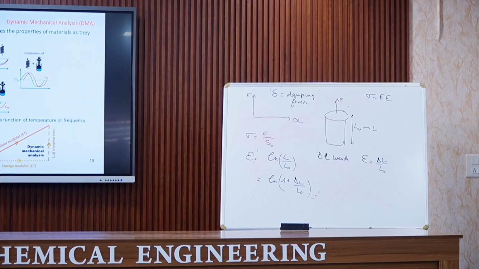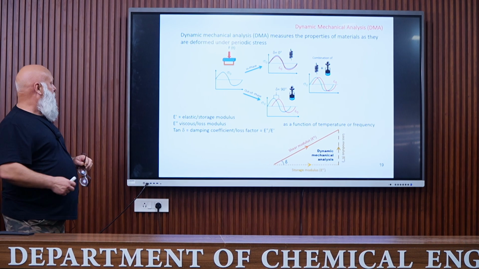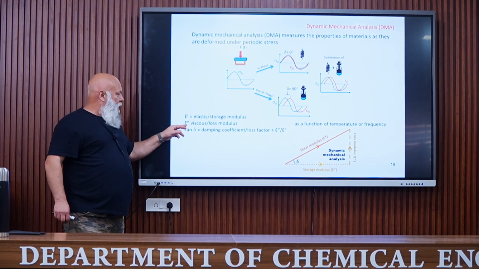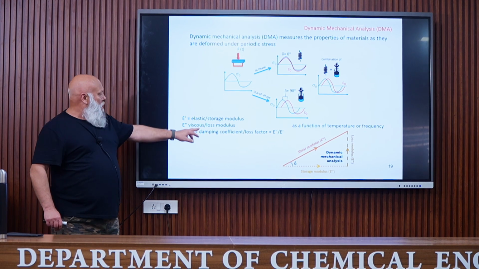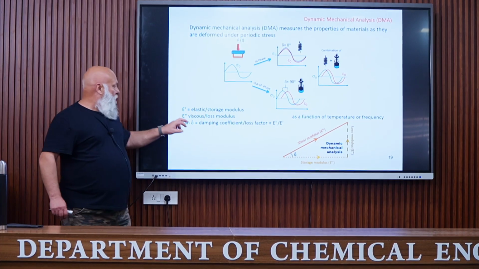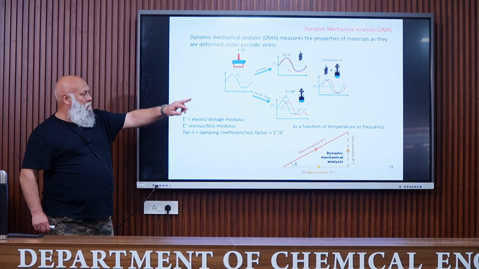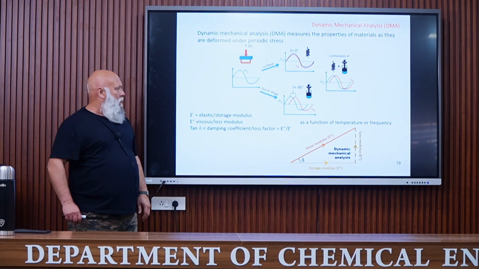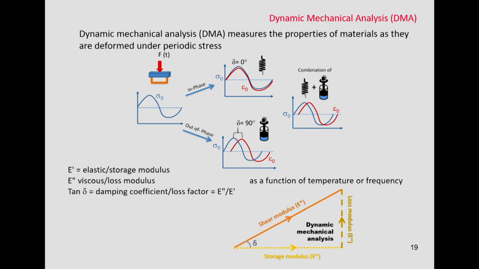Sorry, damping coefficient or loss factor. So we determine E prime, which is the elastic or storage modulus, associated to the elastic part of the material. E double prime is associated to the viscous part of the polymer, which is called the loss modulus, and the ratio between these two moduli corresponds to the tangent of this loss factor or loss angle.